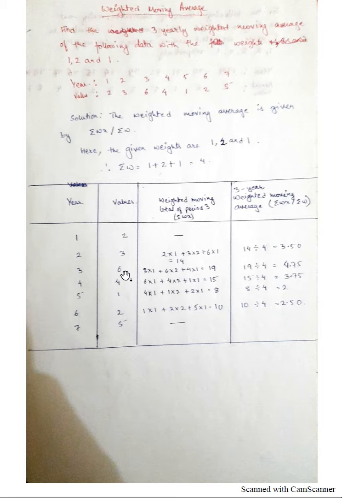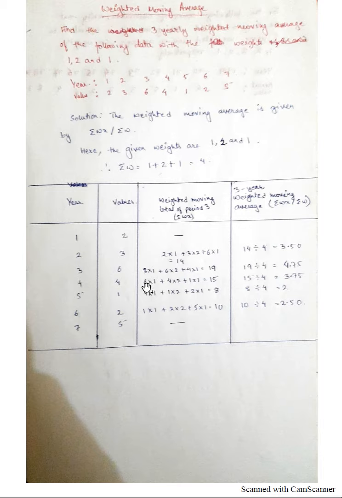For the third one, we'll start from here. So our first number here will be 6. Our first weight is 1. So 6 into 1 plus our second number here is 4 and the second weight is 2. So plus 4 into 2 plus our third number here is 1 and the third weight is also 1. So 1 into 1, it will be equal to 15.